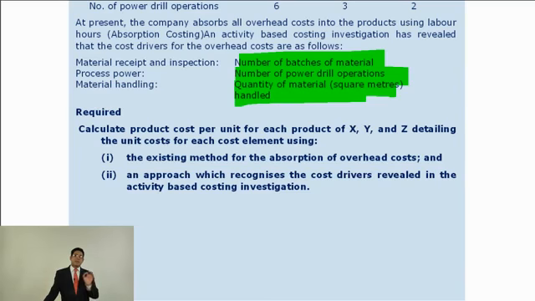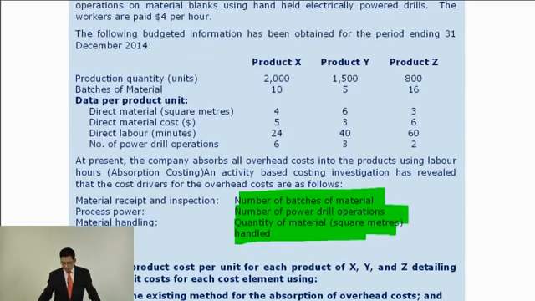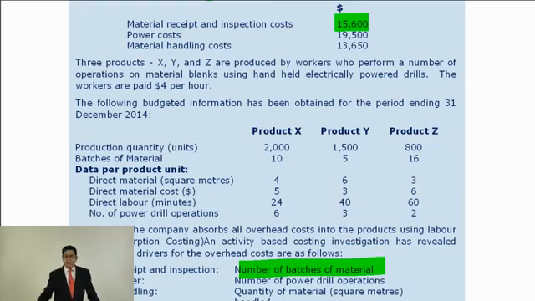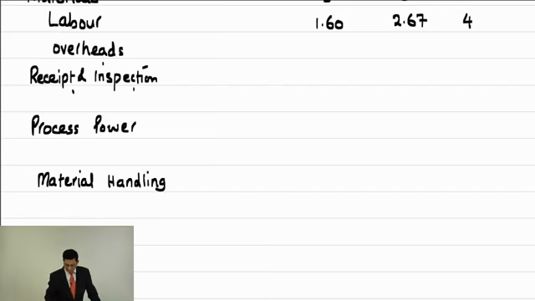First of all, material receipt and inspection. Material receipt and inspection cost is 15,600, divided by number of batches of materials. So material receipt and inspection cost divided by number of batches of material will give us the cost driver rate. And here are the number of batches of materials: 10, 5 and 16. Okay, so cost driver rate, if I show you on a separate page, that will help you to understand in a better way.